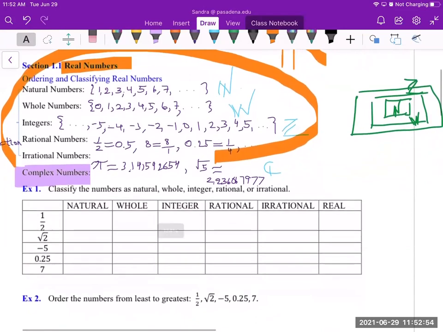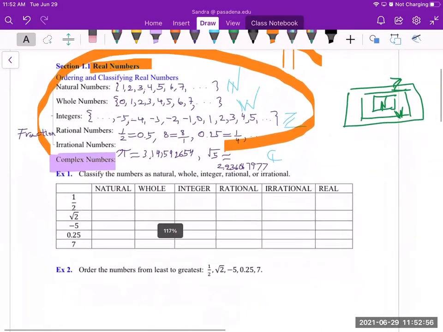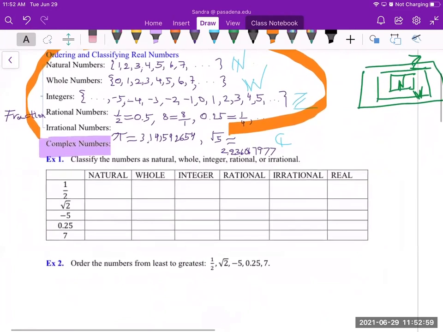Let's go ahead and do this example right here that I have. It says, go ahead and classify the numbers as natural, whole, integer, rational, or irrational. Basically, what you want to do is decide what kind it is. I'm going to place a little check mark or a little dot. So I can see 1/2. 1/2, it's a fraction. Since 1/2 is a fraction, that represents a rational number.